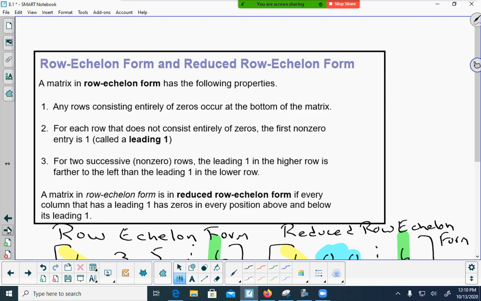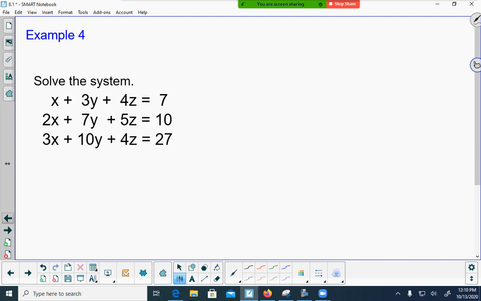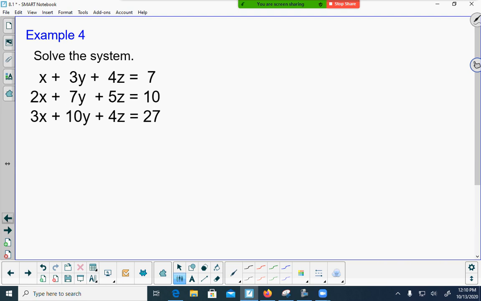So let's, where'd it go? It's here. So here, the first thing I have to do is I have to put this as an augmented matrix. So, Zoe, what's the augmented matrix?